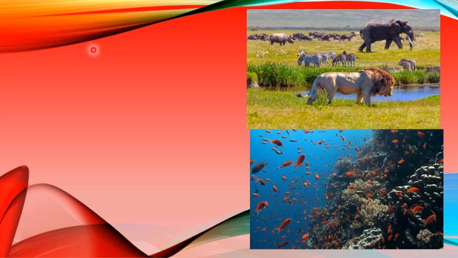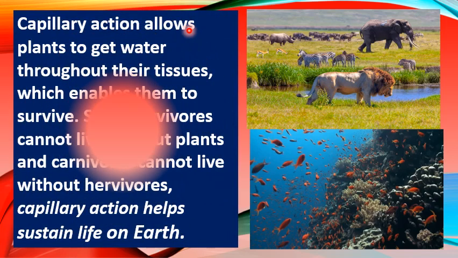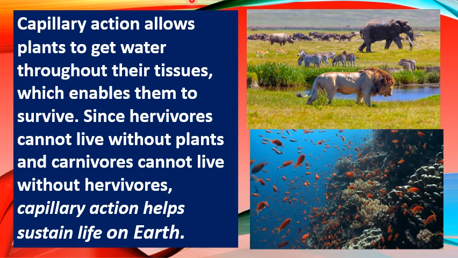Why is capillary action important to living things? Capillary action allows plants to get water throughout their tissues, which enables them to survive. Since herbivores cannot live without plants and carnivores cannot live without herbivores, capillary action helps sustain life on Earth.